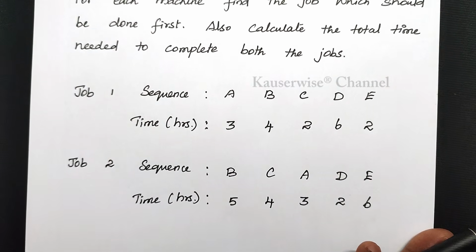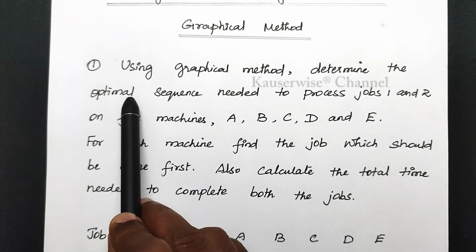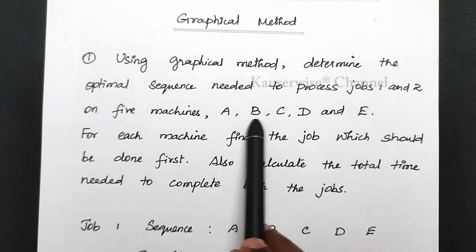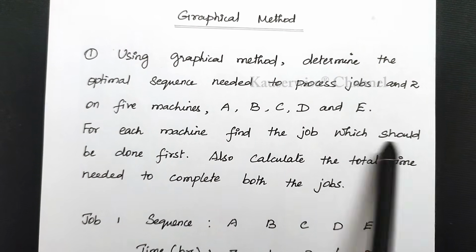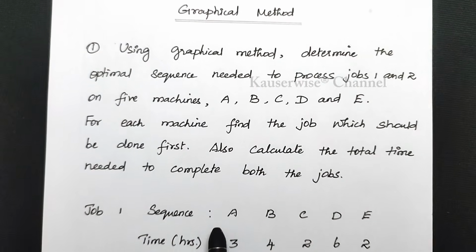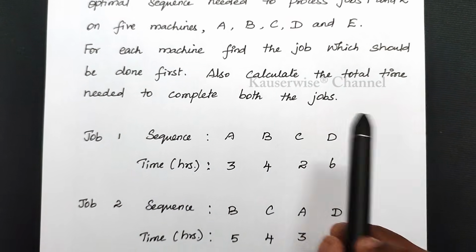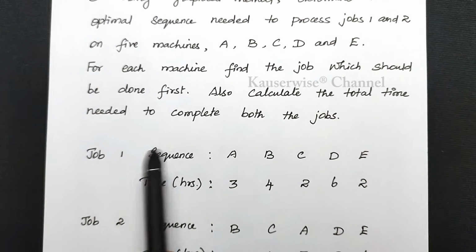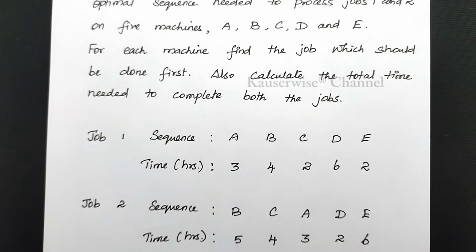With this information, they're asking us to determine the optimal sequence needed to process two jobs on 5 machines. For each machine, find the job which should be done first, that is job 1 or job 2. And the second one is to calculate the total time needed to complete both the jobs. Now we are going to see the solution with this given information.